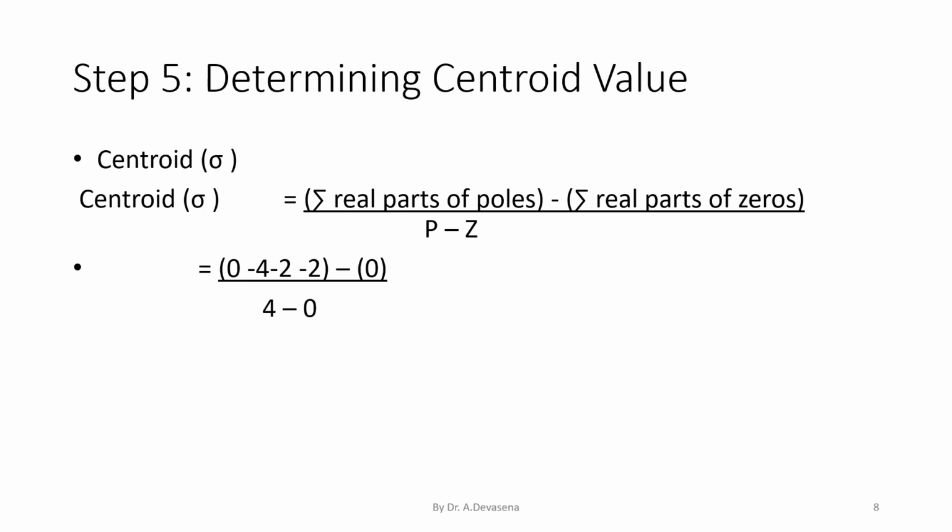Here, in this problem, we have 4 poles. Their real parts are 0, minus 4, minus 2, minus 2, and we are not having any zeros. Therefore, the centroid sigma is equal to 0 minus 4 minus 2 minus 2, minus the zeros value which is 0, divided by 4 minus 0. It is minus 8 by 4, that is minus 4.